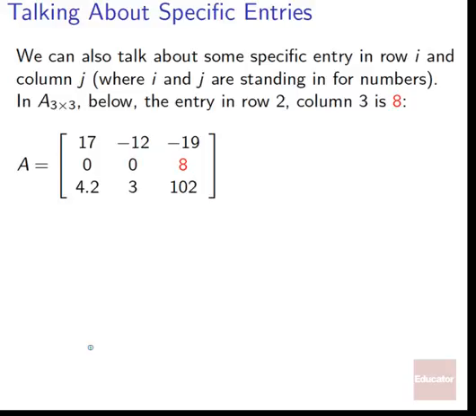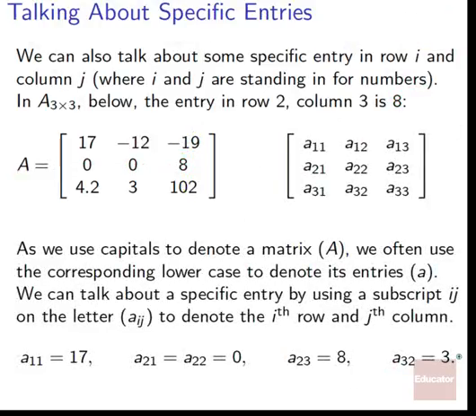In A, that is a 3x3, so this matrix right here, the entry in row 2, column 3, is 8. So we go row 2, 1, 2, so we're on this one here, and column 3, 1, 2, third column. So we're on this column here. They wind up intersecting right here. And so we have row 2, column 3 is 8.